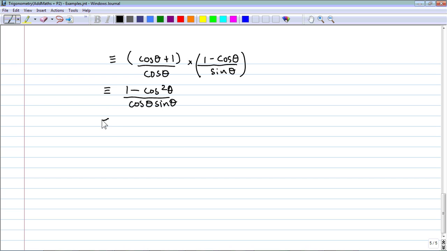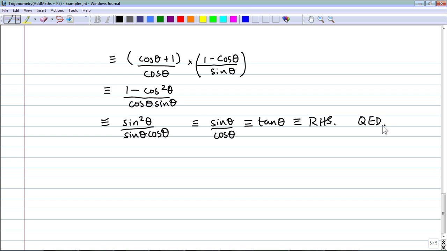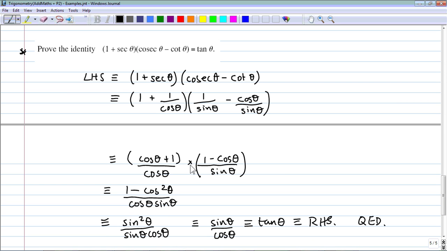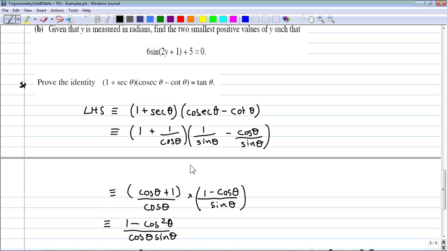and this is obviously sine squared theta over sine theta cos theta, which is sine theta over cos theta, which is equal to tan theta, which is the right-hand side. And now we can write QED, quod erat demonstrandum, because we've proved the formula. So that's the kind of level of detail you need here. Do not use less detail than that, because you're taking a risk.